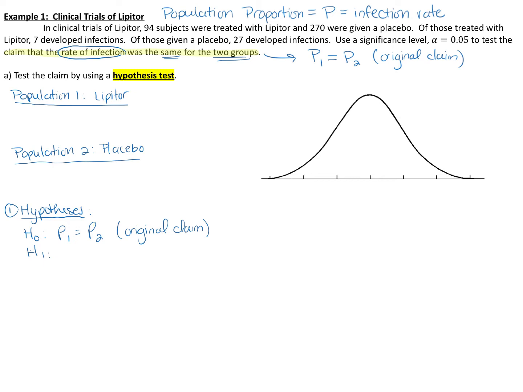The alternative hypothesis is the statement if the null hypothesis is not true. So if the infection rate is in fact not the same for the two groups, that means that either the infection rate for the Lipitor group is smaller than the infection rate for the placebo group, or the infection rate for the Lipitor group is greater than. But we need a mutually exclusive statement, so I'm going to write down that P1 is simply not the same as P2. So I have a mutually exclusive statement from the null hypothesis. And this also lets me know that I'm going to have a two-tailed test.